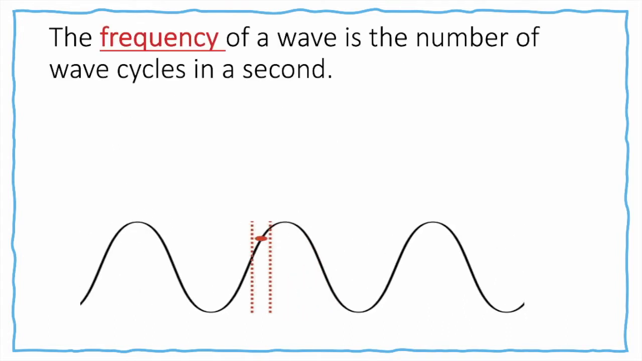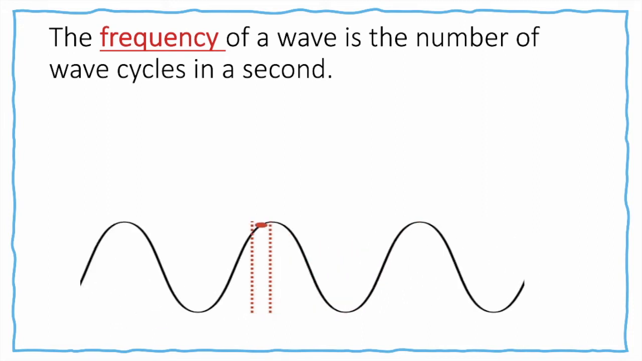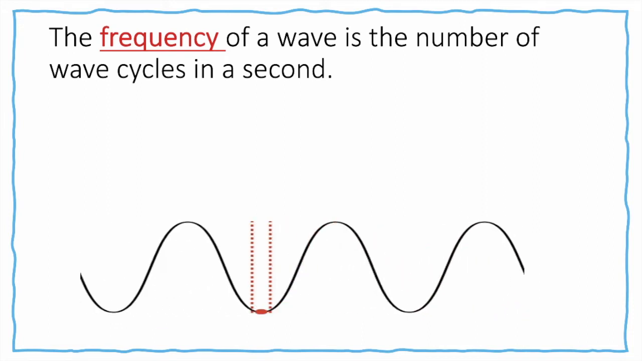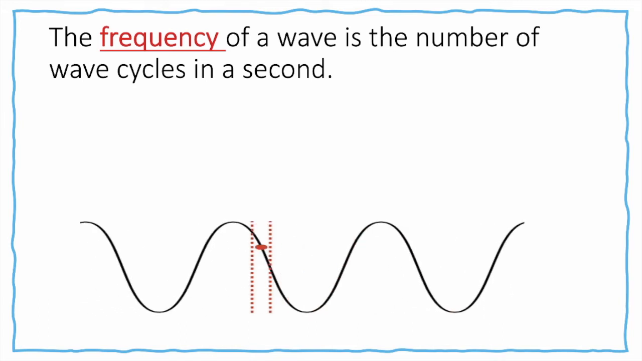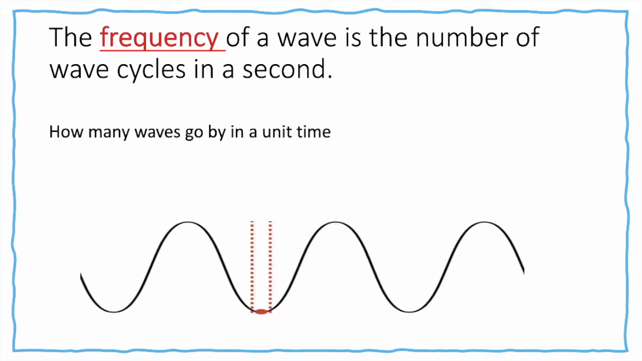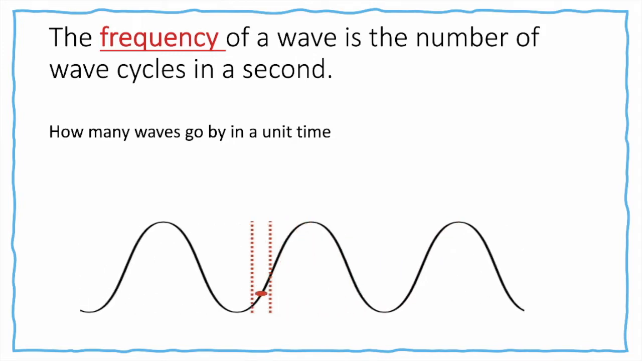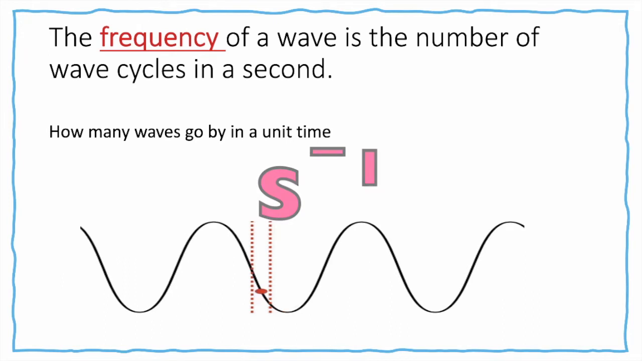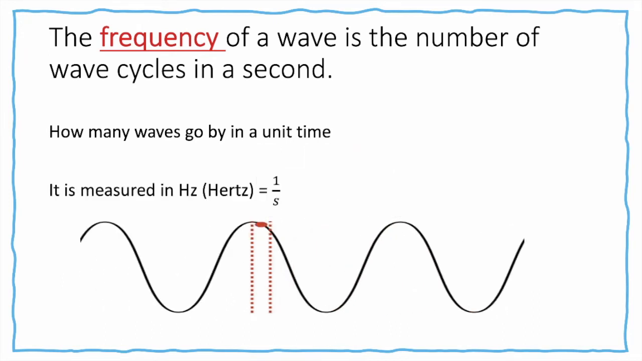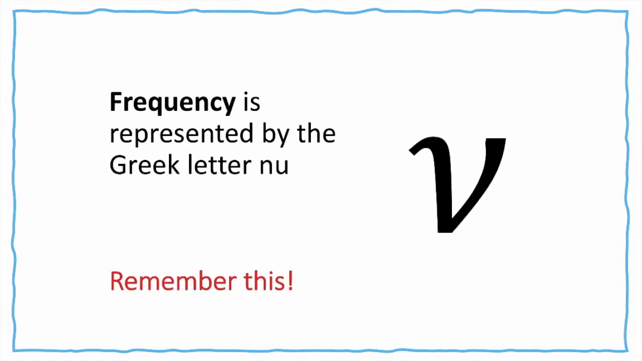The frequency is the number of wave cycles that pass a specific point in space in a specific time period, such as waves per second. For example, in this animation, pretend you are standing at this particular point and counting how many waves go by in a second. We tend to measure frequency in cycles per second, which is sometimes abbreviated s to the -1. We can also use hertz, which is simply 1 over seconds, or s to the -1. When we're working with frequency in equations, we use the Greek letter nu to denote frequencies. That's not a v, that's a nu.